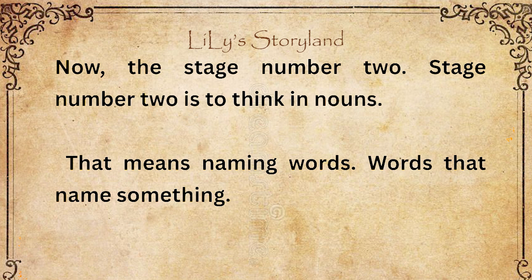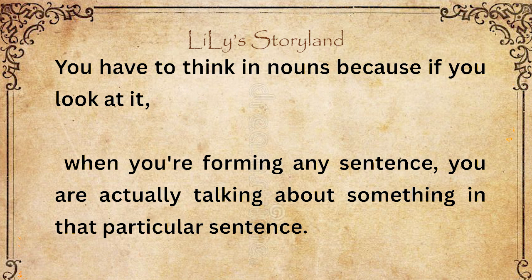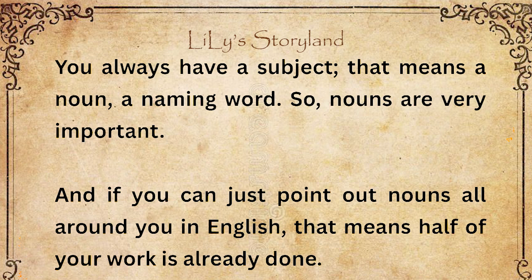Now, stage number 2. Stage number 2 is to think in nouns. That means naming words, words that name something. You have to think in nouns because when you're forming any sentence, you're actually talking about something in that particular sentence. You always have a subject. That means a noun, a naming word. So nouns are very important.